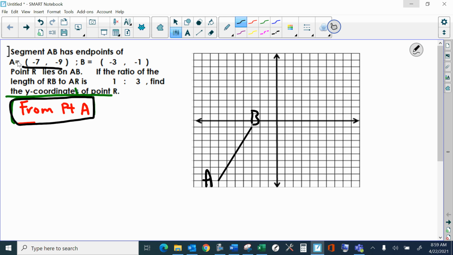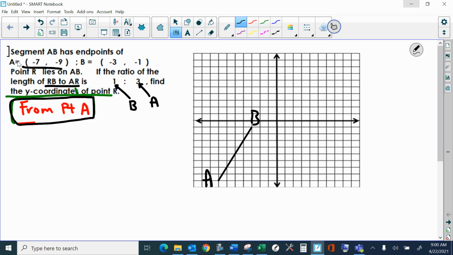Now, if I look here, it says if the ratio of the length of R to B, so this is B right there, to A to R, so that's point A right there. That's how many parts it is from A. Find the Y coordinate of R. So you have to pay attention first off to the order they give it in here. Like I said, B to R and to A to R. But B comes first, A comes second.